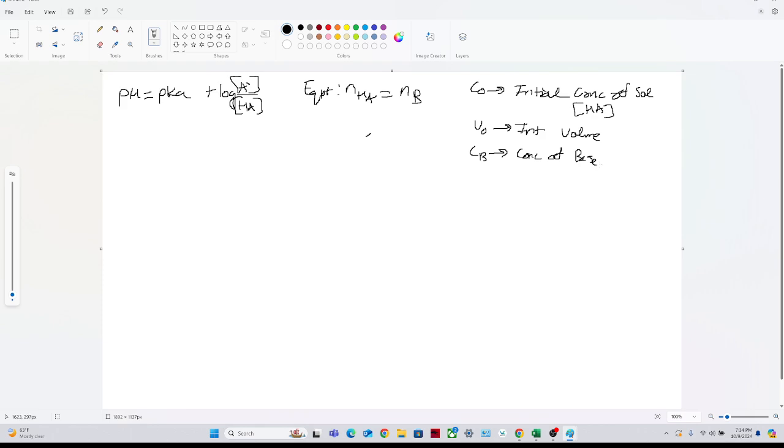And by the way, you can flip this around for different graphs. It doesn't necessarily have to be the concentration of base you're talking about. Instead of using a base as a titrant, you could use an acid as a titrant, and everything that I'm doing here will literally just be flipped.